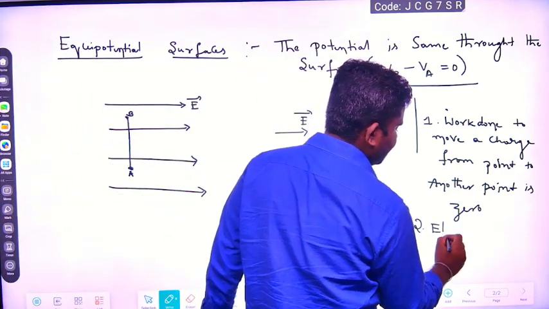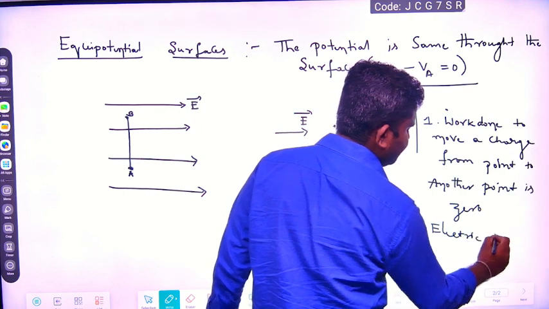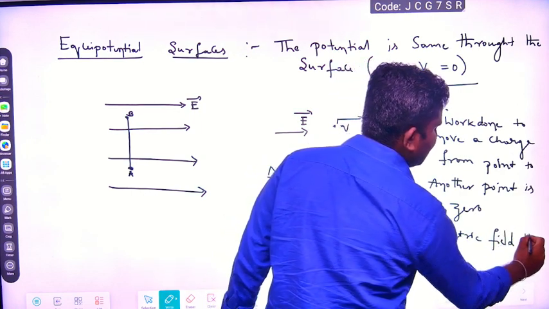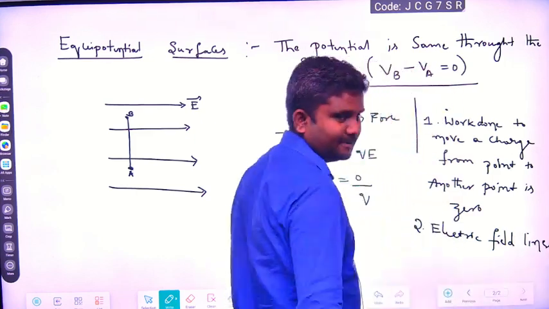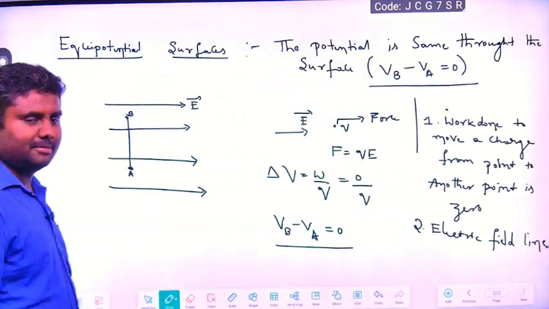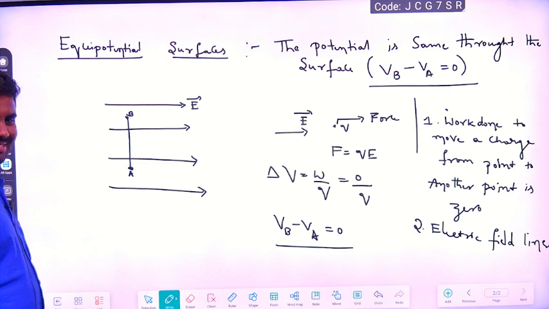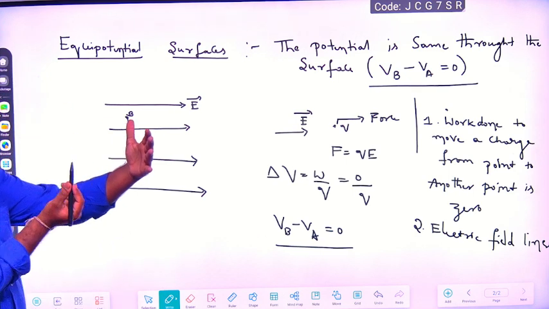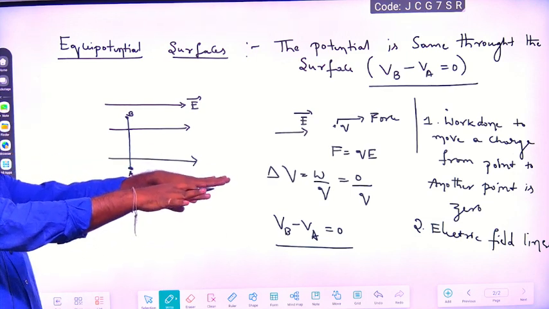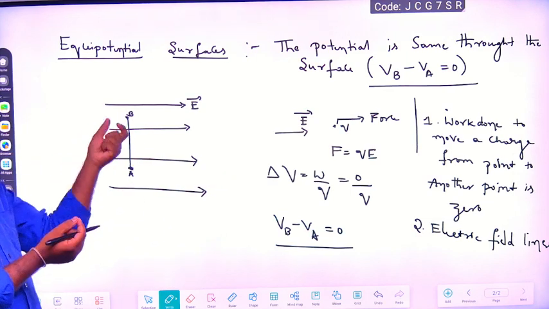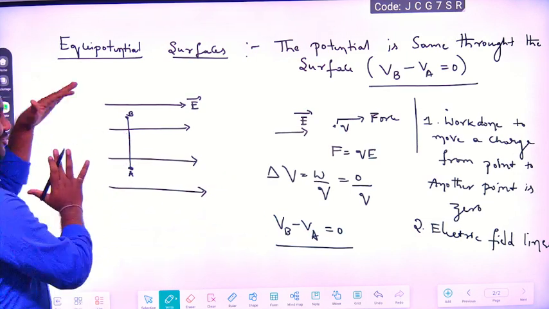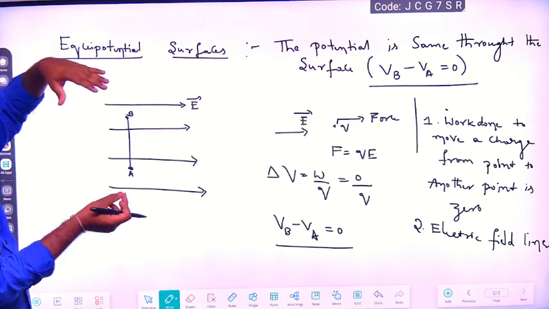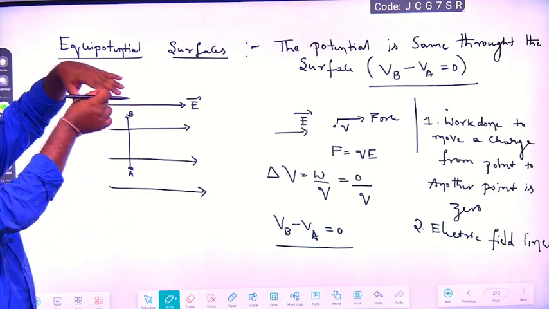Electric field lines are normal to the surface. In the field, I am just moving in this direction. The field is in this direction. In the diagram it will be like you are seeing. This is the full field, and these field lines are written. Understood? The charge I am moving in the opposite direction. Normal.